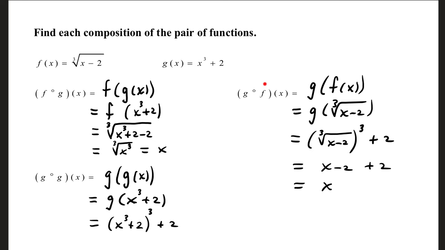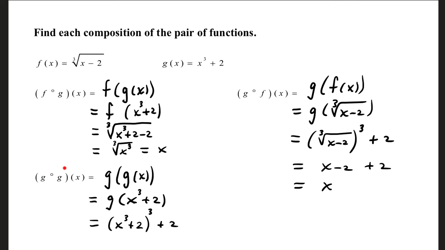When the composition is done in the other direction, g composed of f of x, we take f of x, which is cube root of x minus 2, substitute it into g. G's job is to take whatever you put in the input, cube it, and then add 2. Since we're subbing in cube root of x minus 2, we're going to cube it and add 2. Cube root and cube cancel, leaving x minus 2 plus 2 leaves us with x.